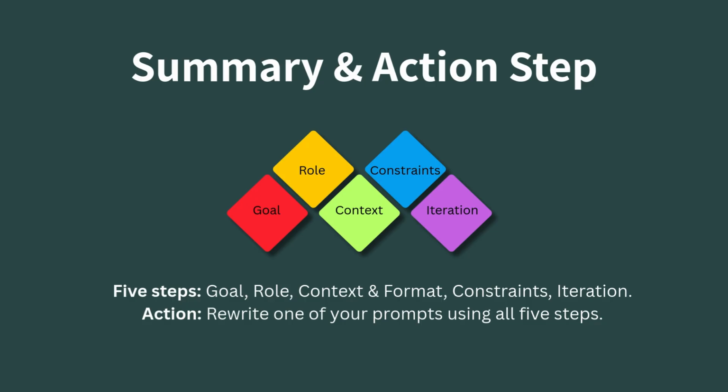To recap, the 5 steps are goal, role, context and format, constraints, and iteration. Your action step is to take one of your prompts and rewrite it using all 5 steps. Notice how much more useful the output becomes.